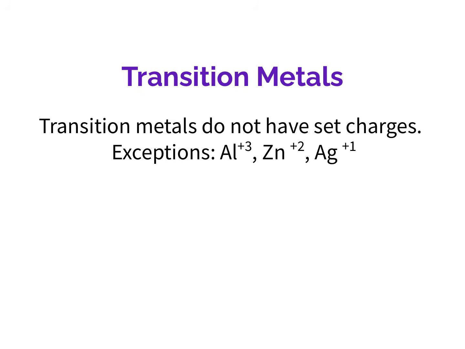Our transition metals don't always have set charges, except for aluminum, zinc, and silver. These are the ones that you have to memorize. The other ones, I will give you some kind of information to help you determine what that charge is. But aluminum is always a +3, zinc is always a +2, silver is always a +1.